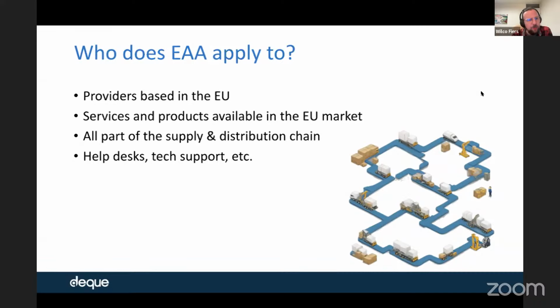This applies to you. Even the broader scope of products, things like help desks and support, things like documentation, that's all part of the European Accessibility Act. So this is a very broad new law that applies throughout all of Europe that has implications for the entire supply chain, which exists across the planet.